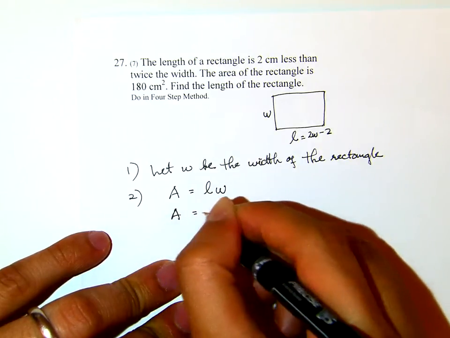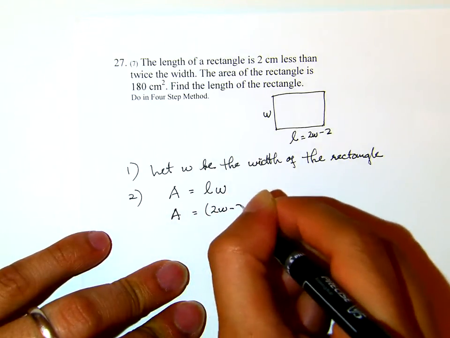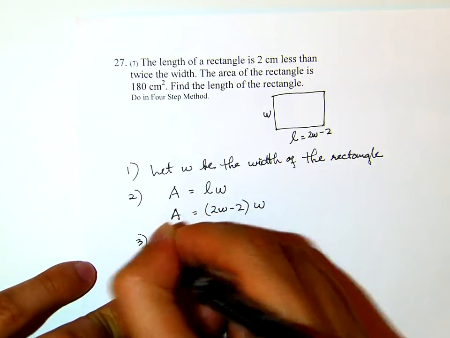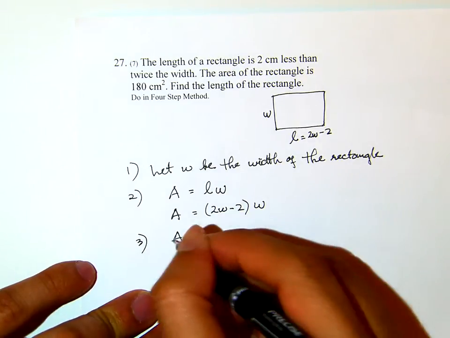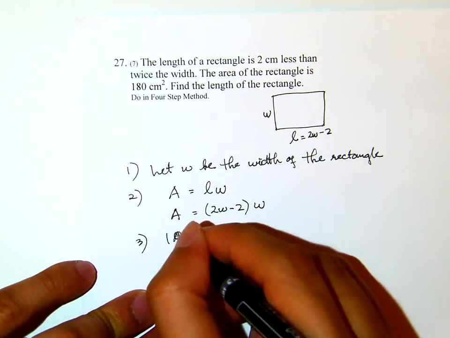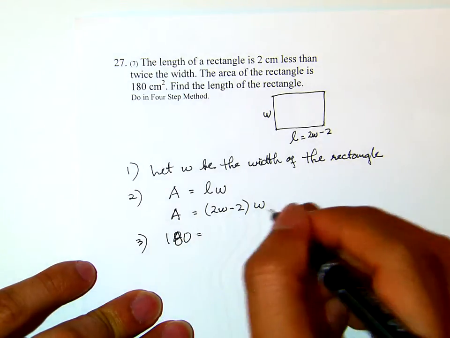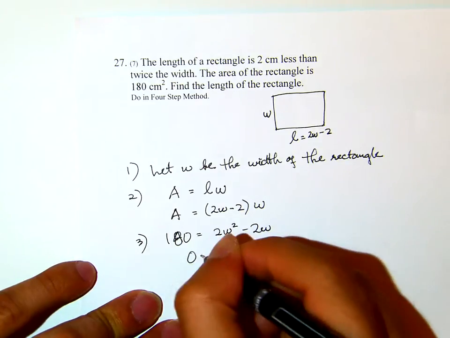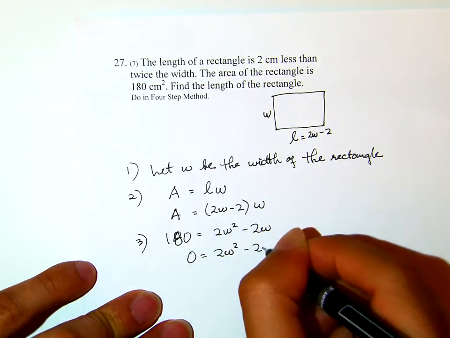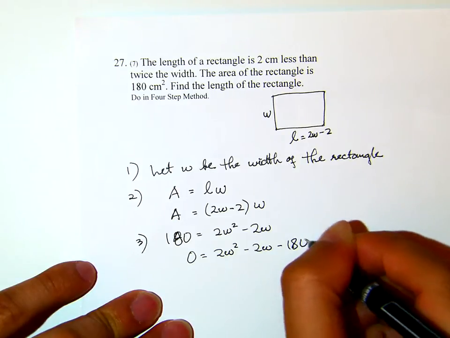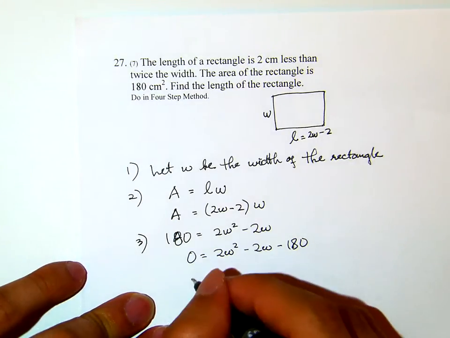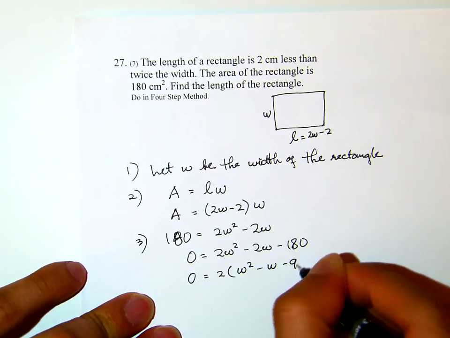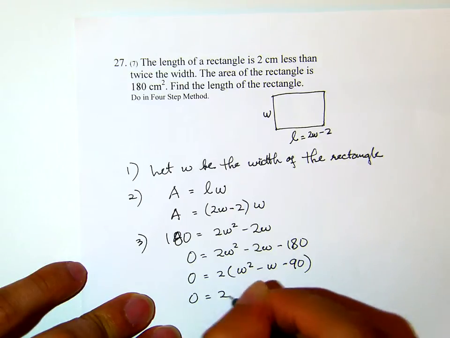And the length we know is twice the width minus 2, times the width, which now I'm about to solve. The area is, let me just plug in numbers. The area is 180, and then here I will distribute: twice W squared minus 2W, and set one side equal to 0. Right? And notice that I can factorize the 2 out, and then from there I factorize the trinomial.